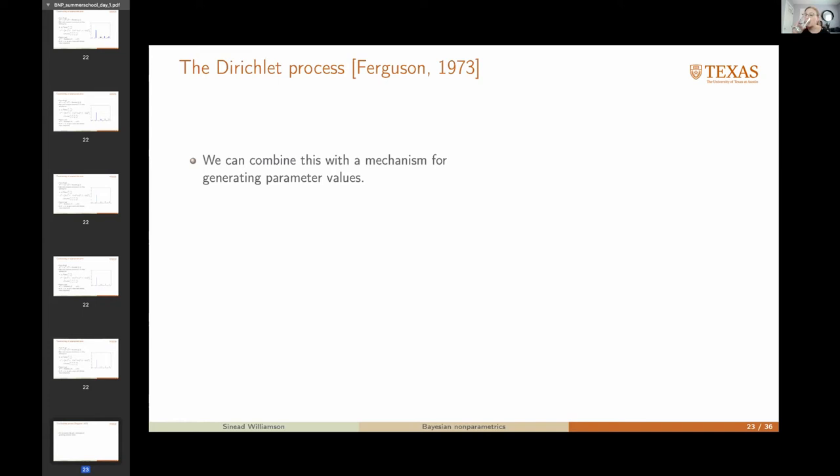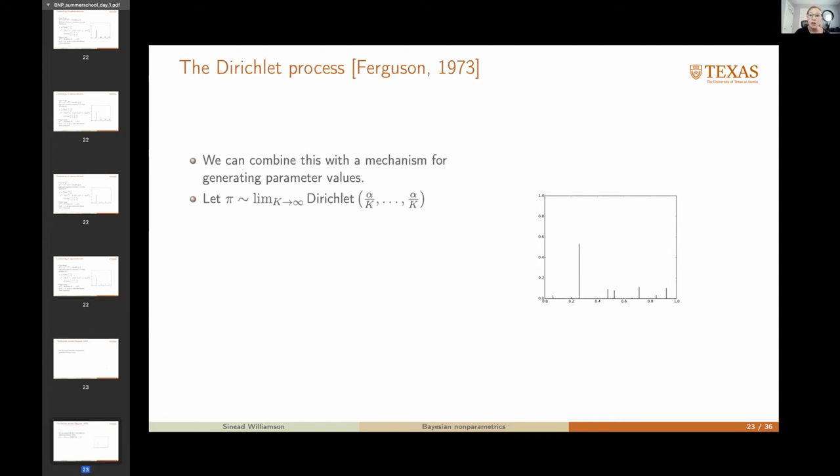So I can take my Dirichlet distribution and I can expand it, expand it, expand it all the way to being an infinite dimensional vector. And then I can combine that with some mechanism for generating the parameter values. This is exactly what we did in the k-dimensional mixture model. We picked a mean and a covariance from some distribution and associated that with each component. We're going to combine that here.